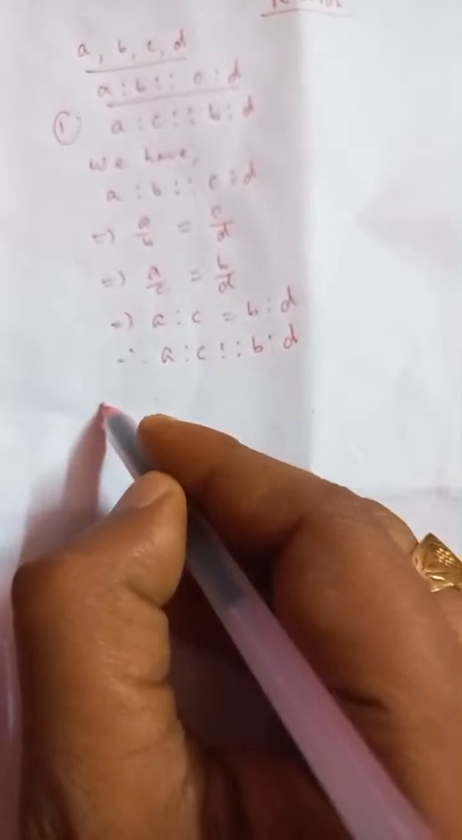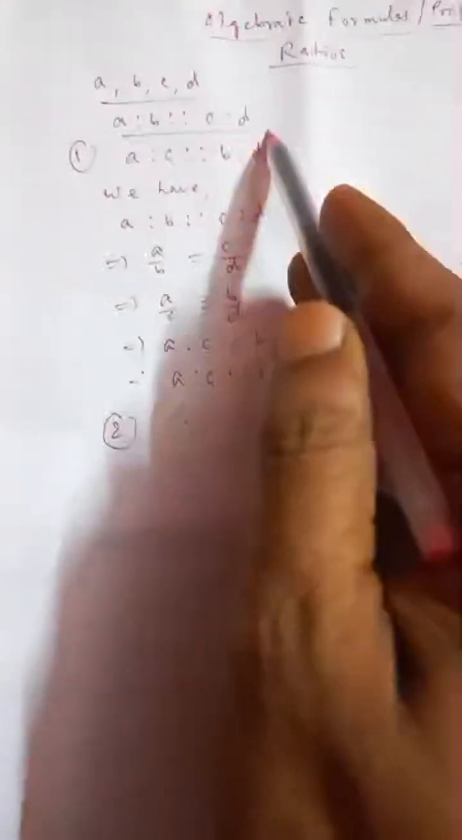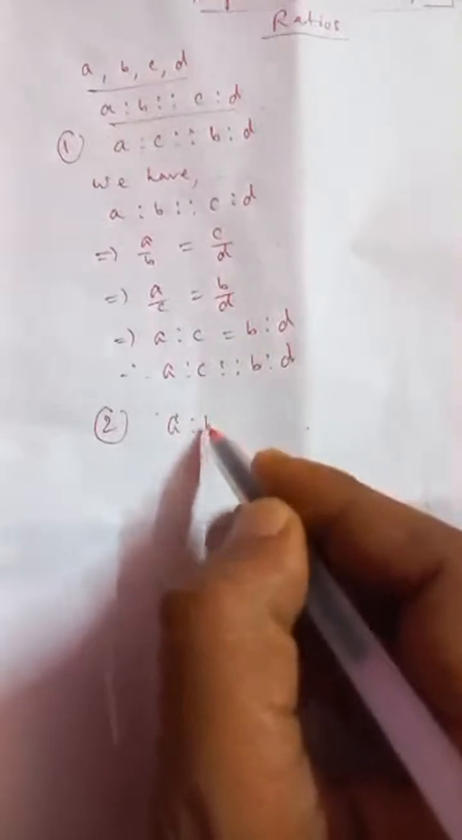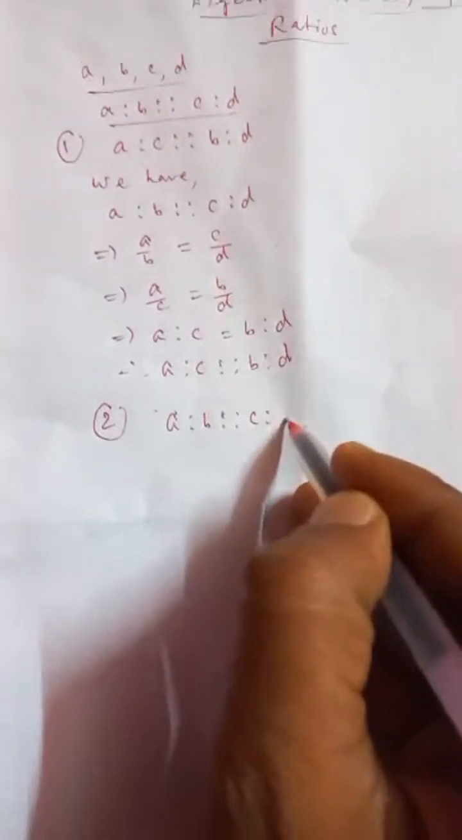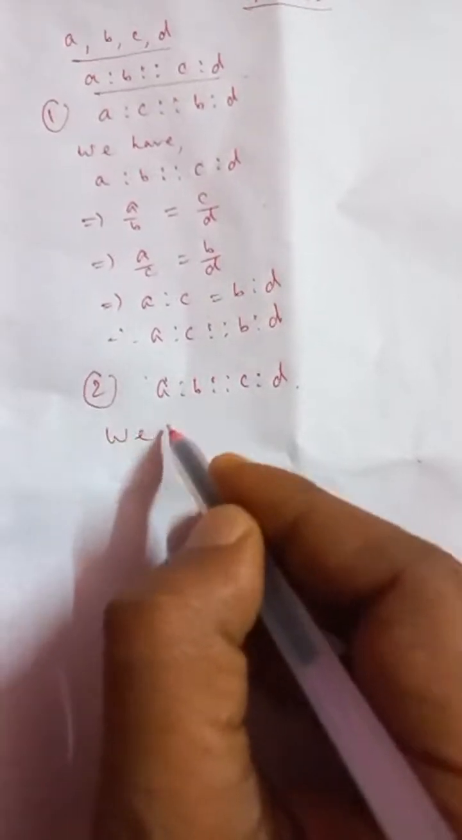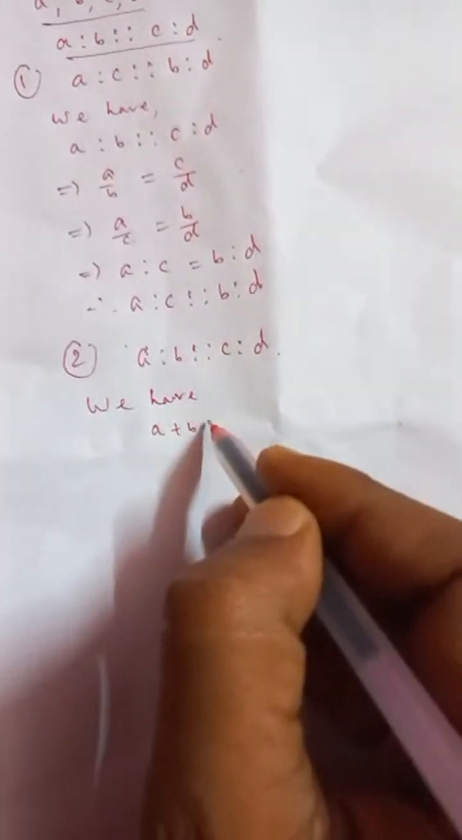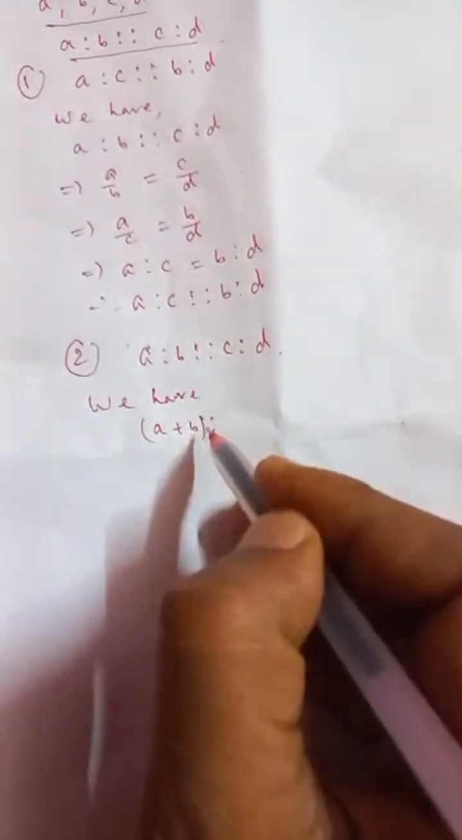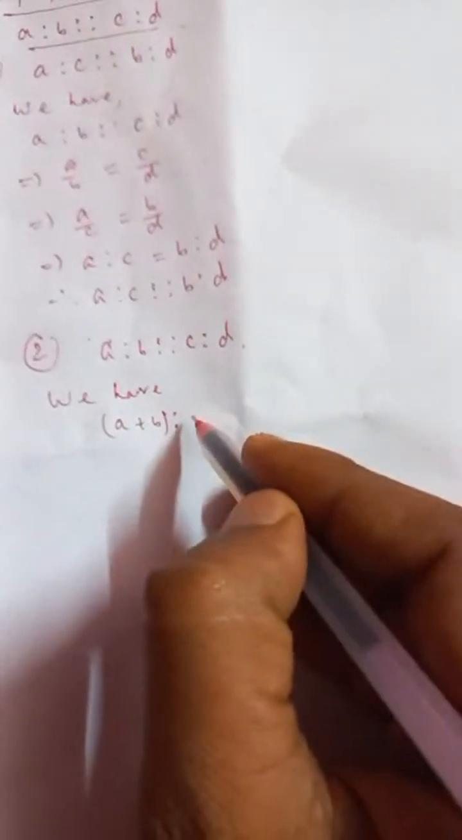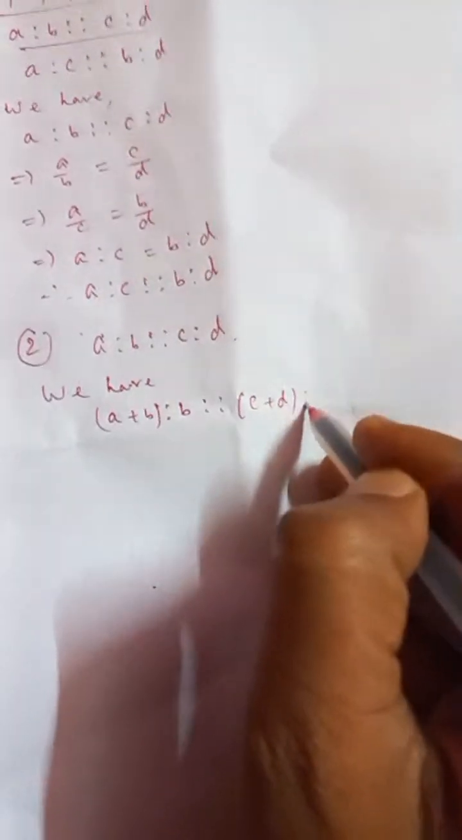Another property is that if this is true, meaning if A is to B and C is to D is true, then we have A plus B is to B, C plus D is to D. This can also be proved.